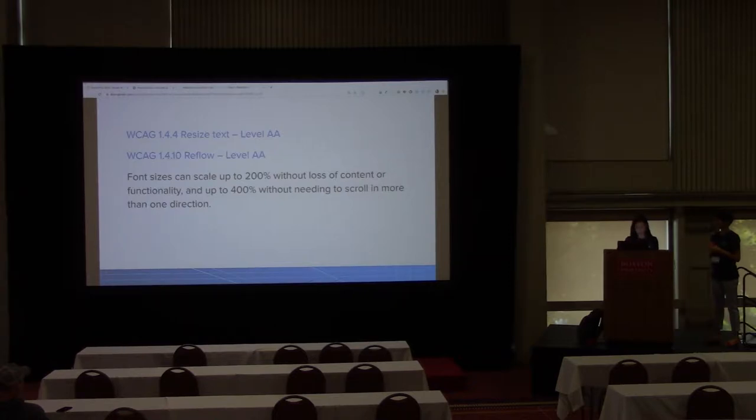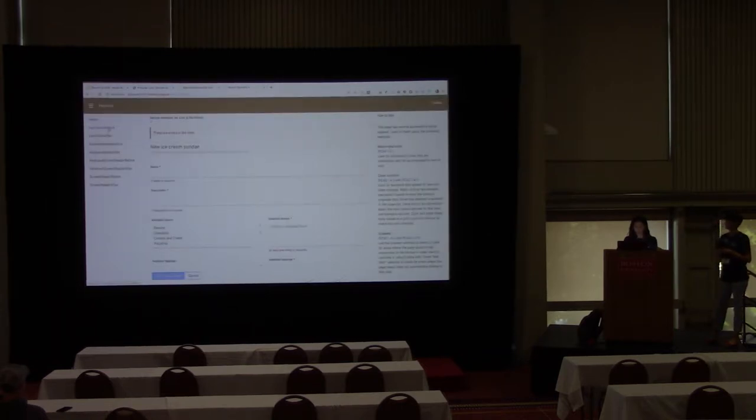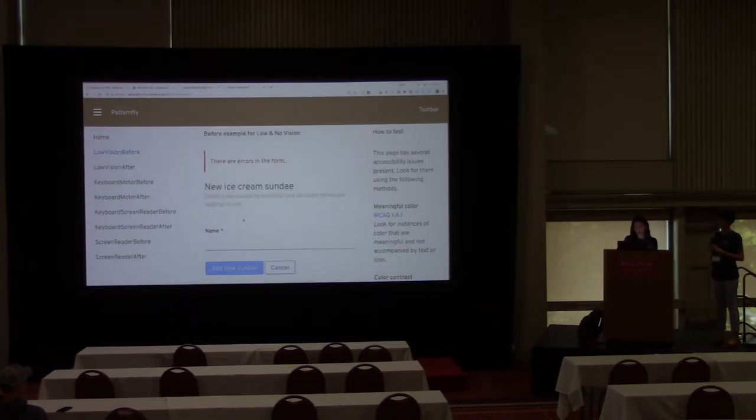Basically that means that your font sizes should be able to scale up to 200% without loss of content or functionality, and also up to 400% without needing to scroll in more than one direction. Just to illustrate that, we pulled together some before and after examples. The before has violations of those guidelines, and I'm going to zoom in and see if anyone in the audience can point out where someone with low vision who is zooming in might start to have issues using the UI on this page.